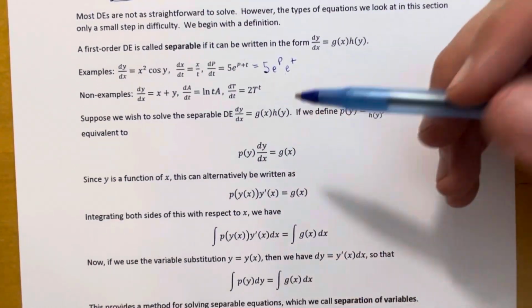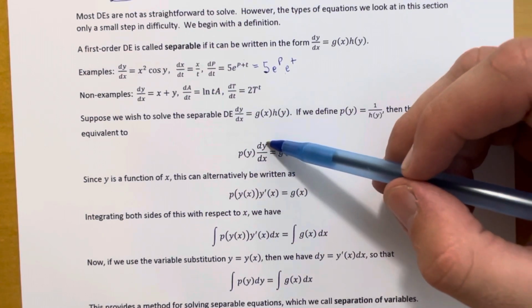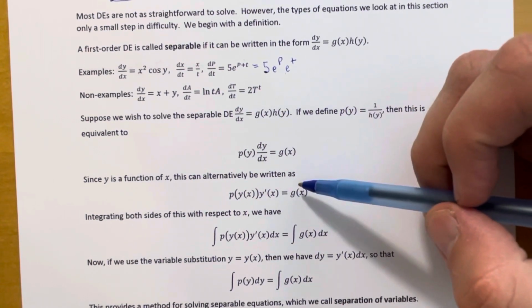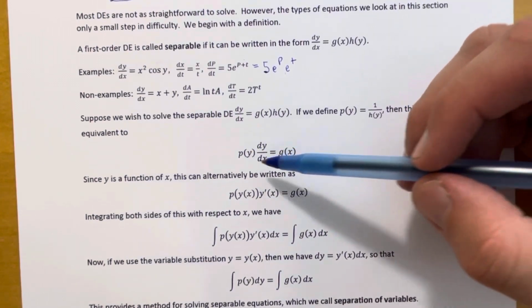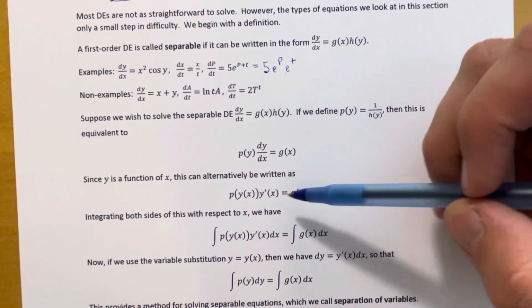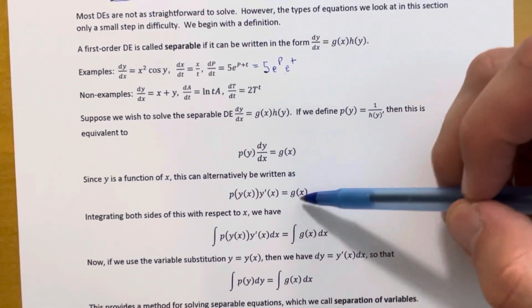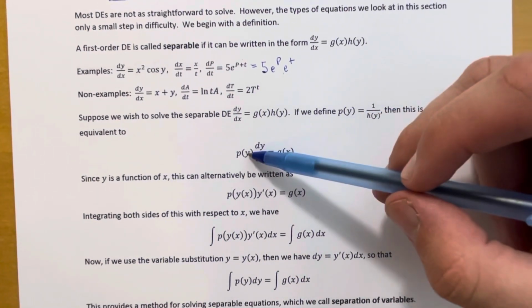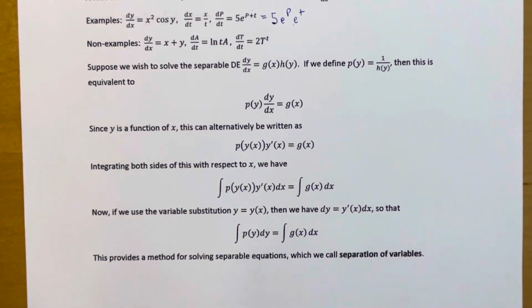Okay. Now, if you notice, I have a y inside this function, and then I have a dy/dx showing up on the outside. So changing my notation, another way of writing this, when we recognize y as a function of x, is p of y of x times y prime of x equals g of x. Again, remember, y is not an independent variable. It is always a function of x in these problems.